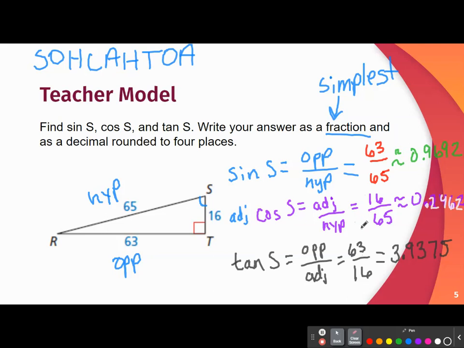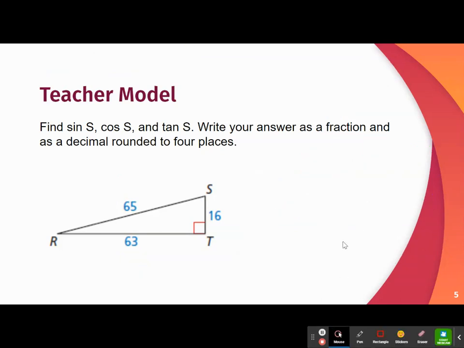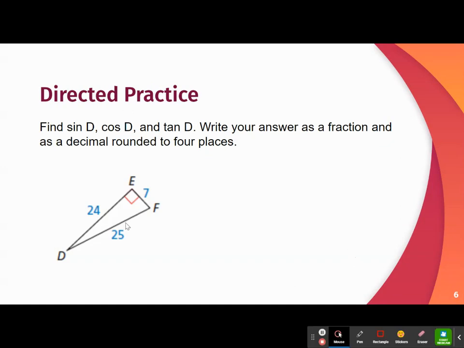Okay. Now, what questions do you have for me? Let's do one together. First thing I need you to do is fill in these missing numbers. You need to mark DE as 24, DF as 25, and EF as 7.